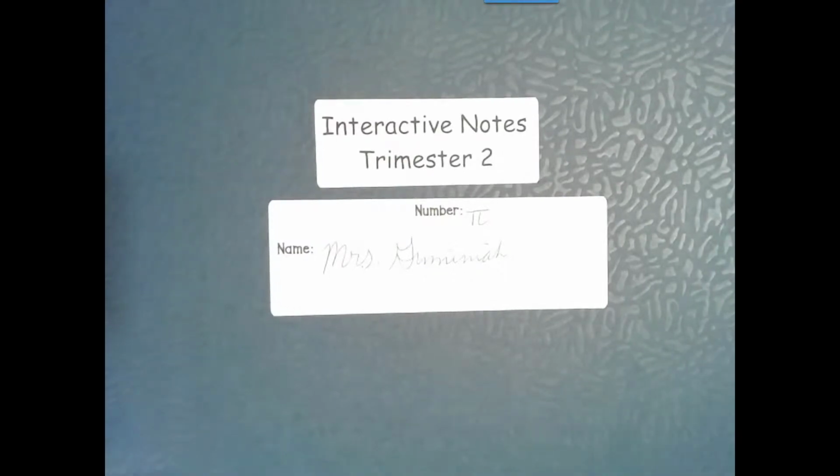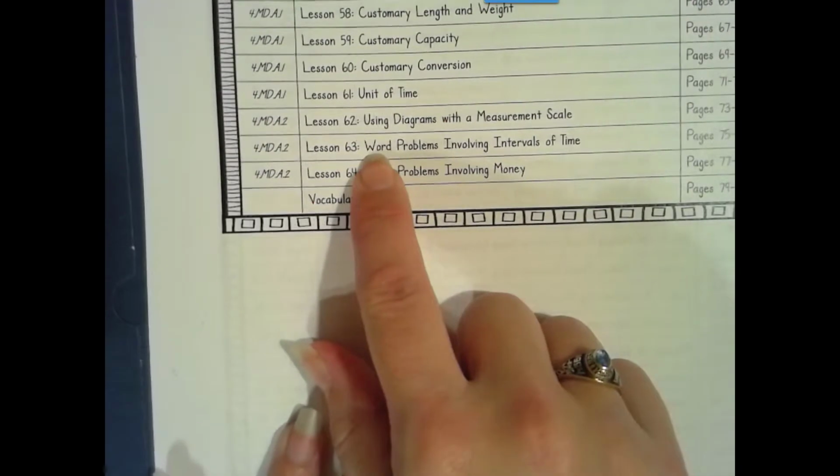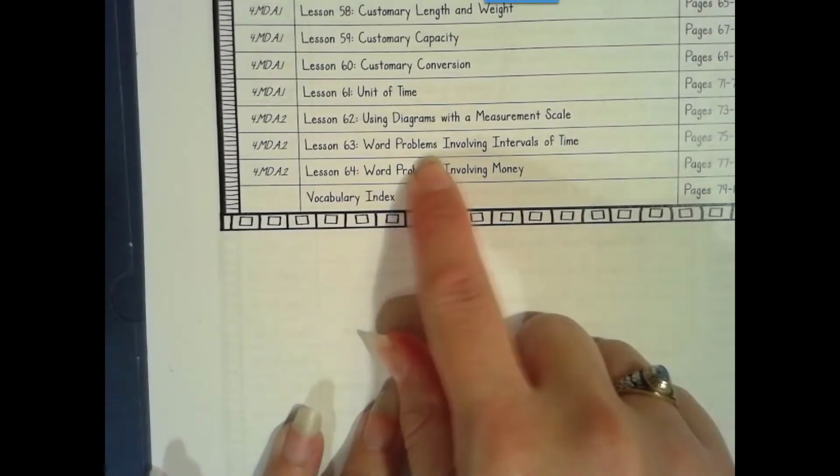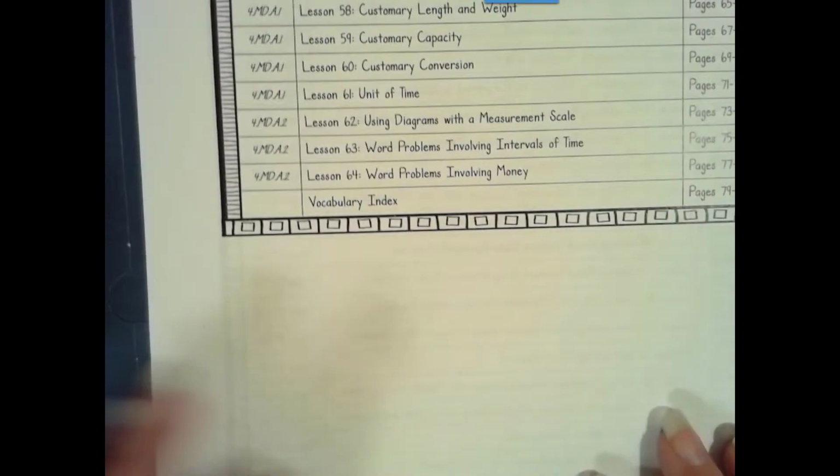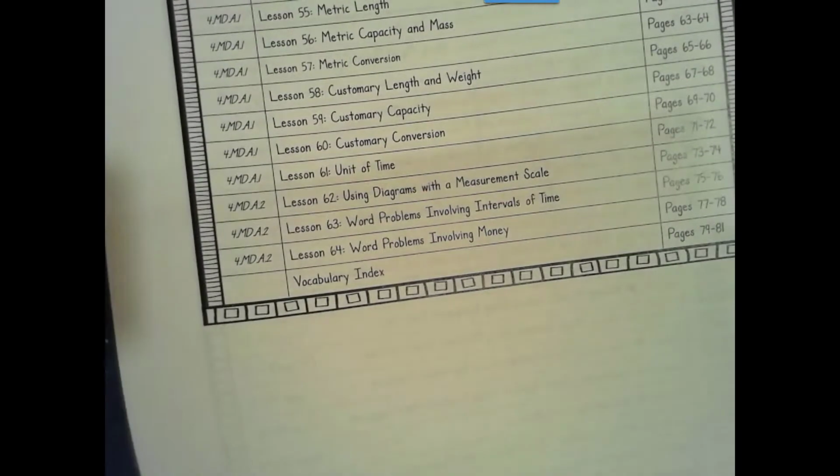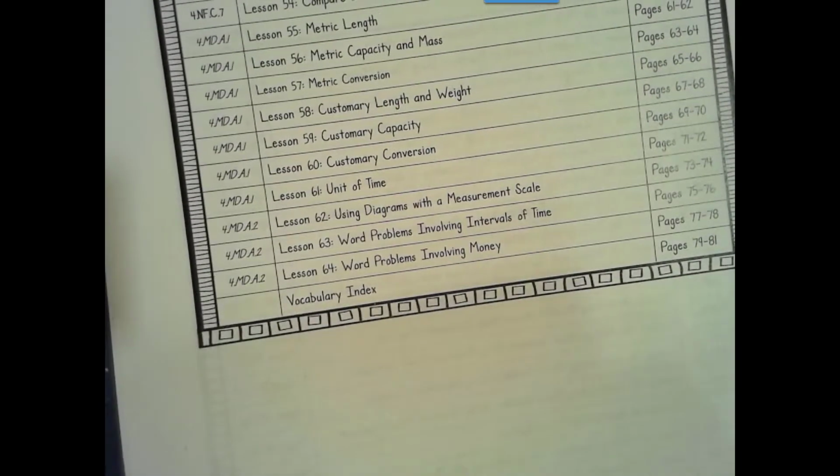Welcome to lesson 63 of our interactive notes. We're looking at word problems involving intervals of time, pages 75 and 76. So you could also call that elapsed time.